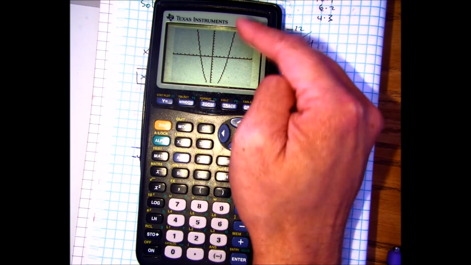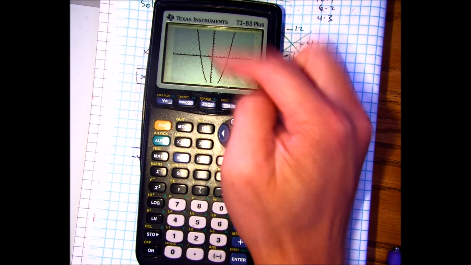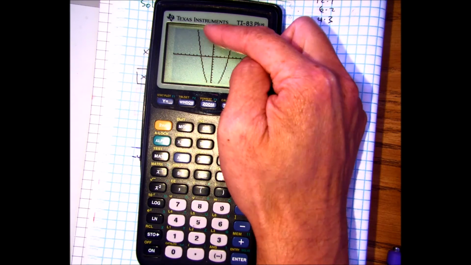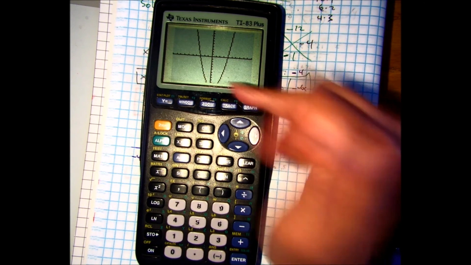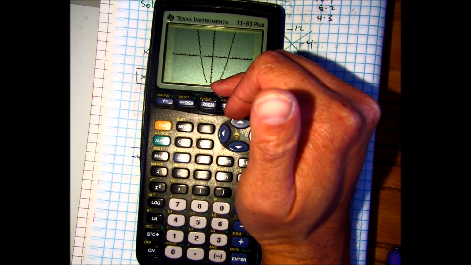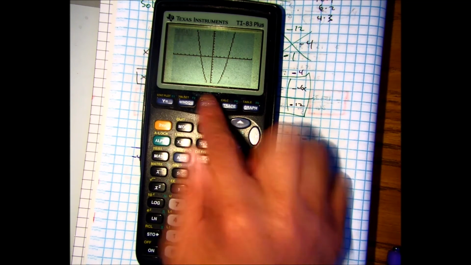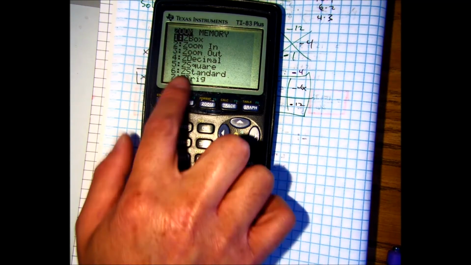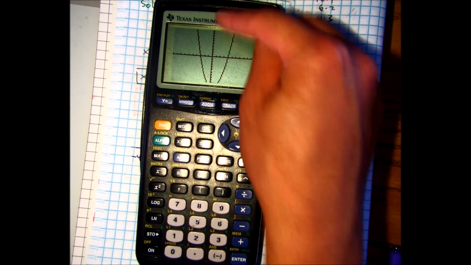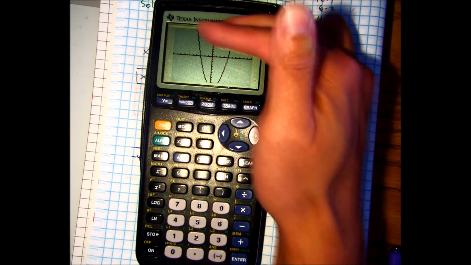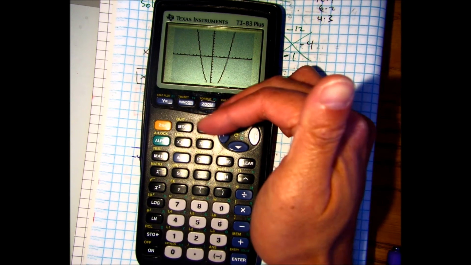Now notice how the graph is not complete. Class, what axis is this? And the lowest number on your graph is what? Everyone say negative 10. When you press zoom 6, it makes it a negative 10, positive 10, negative 10, positive 10. So our graph is not long enough.